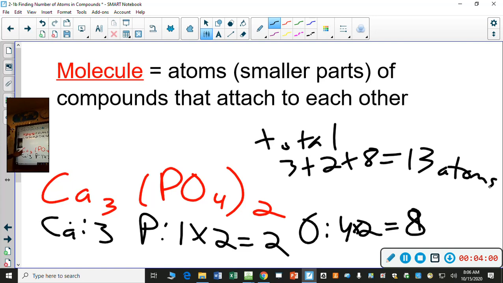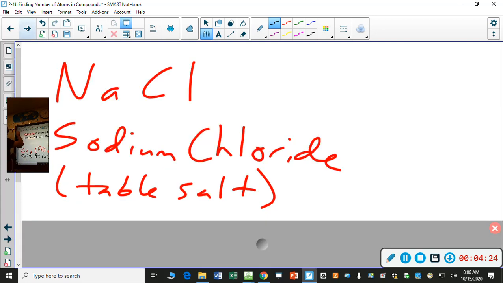So a little trickier. Just remember, if you see parentheses, you should be multiplying what's on the inside times the outside individually. So for each element, look at the subscripts. If there is no subscript, it's going to be a 1, so 1 times 2. And if it's any other number, then you multiply that number times the outside number. Like oxygen.